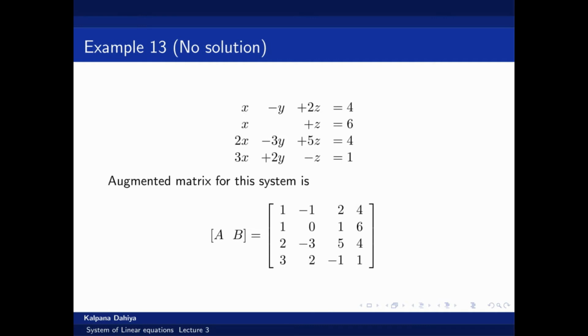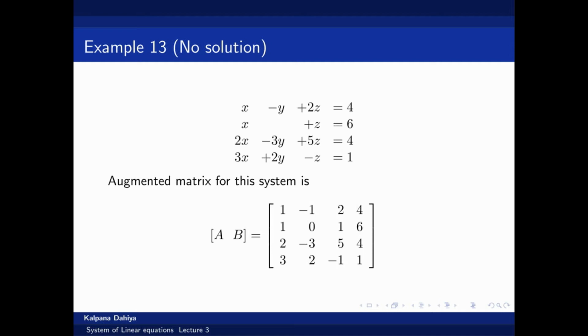Consider this example, a system of 4 equations in 3 variables x, y, z. We solve this problem by Gauss elimination method using a matrix form, and we see what is the indication that system has no solution.